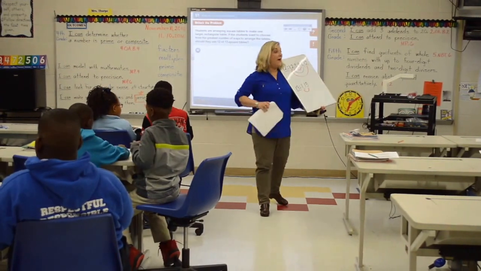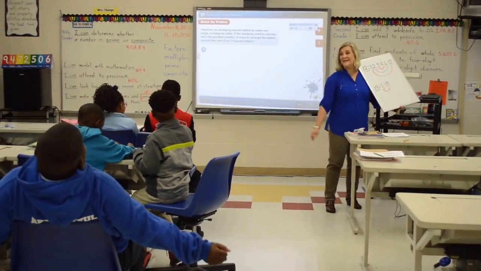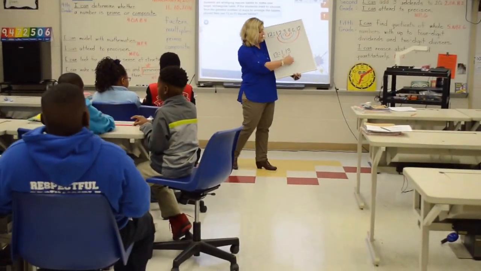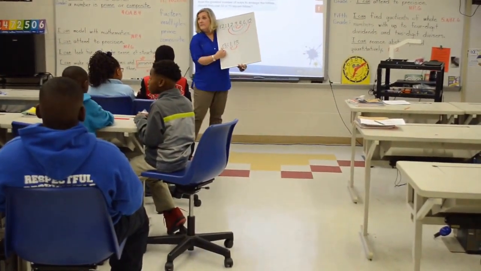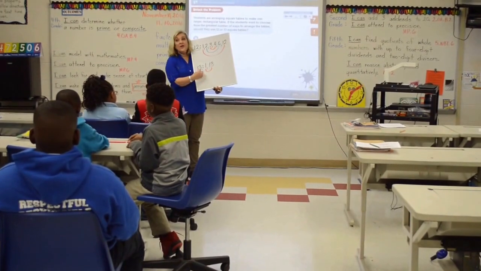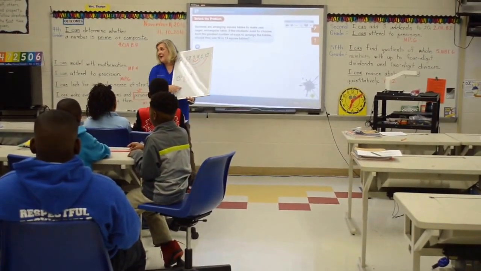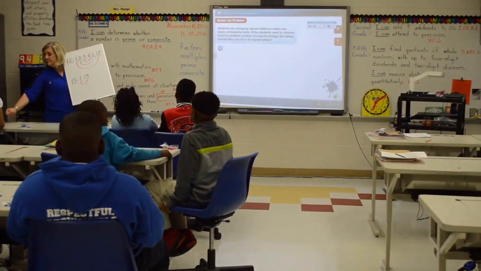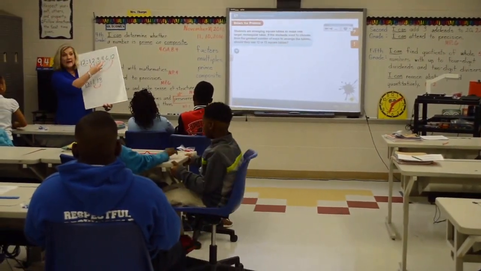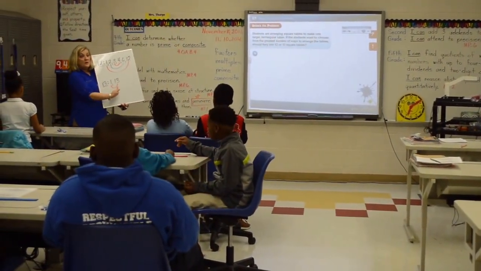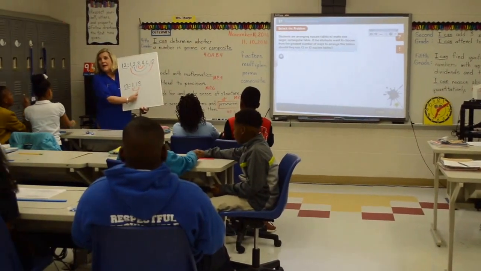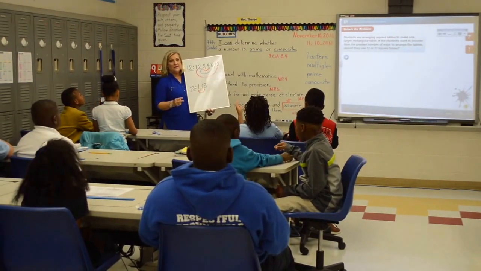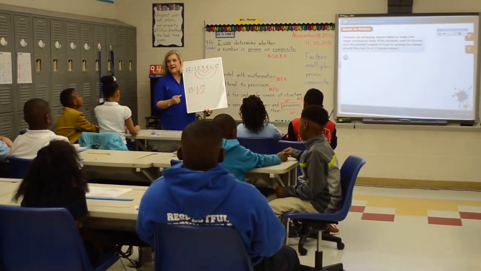Now, how many arrays could we make for 13? One. Just one. Look right here. Just one rainbow stripe. You can only make one array for 13. How many did we make for 12? 3. How many did we make for 13? Only one. What are the only two factors of 13? 1 and 13.